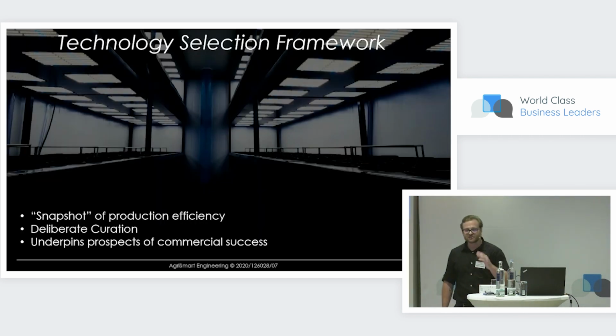Right, so the topic today is the technology selection framework. What is this exactly? Essentially, it is a snapshot of your production efficiency. It is a very deliberate curation. And make no mistake, it underpins the prospects of your commercial success.